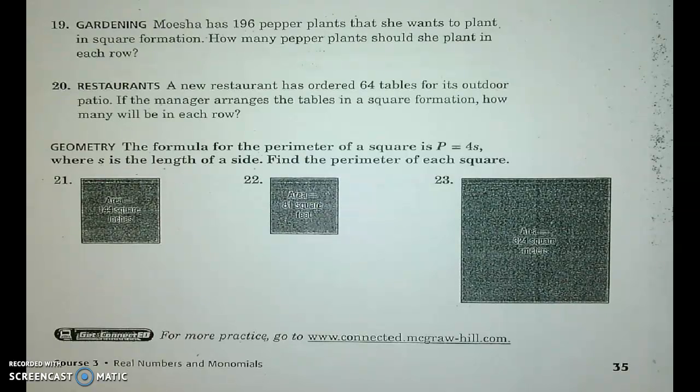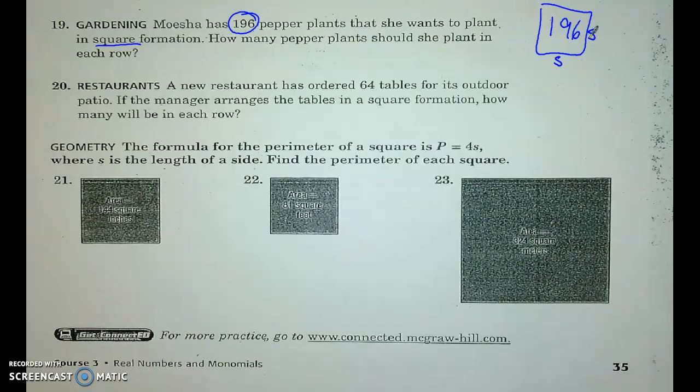Okay, looking at number 19. We're looking at 196 pepper plants, and she wants to be able to put them in a square formation. So we want to know how many plants are in each row. So if we have that square and there's 196 pepper plants in it, we want to know what is this side and what is this side.